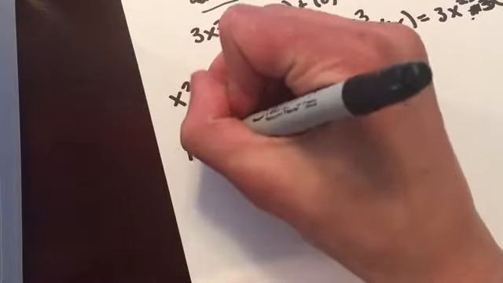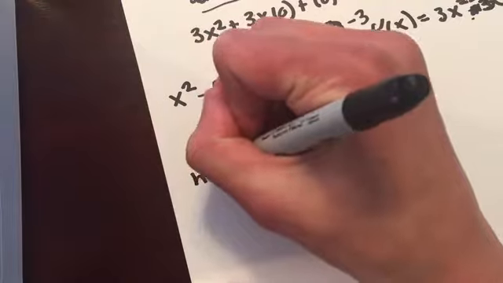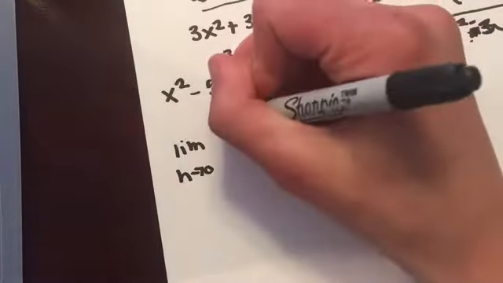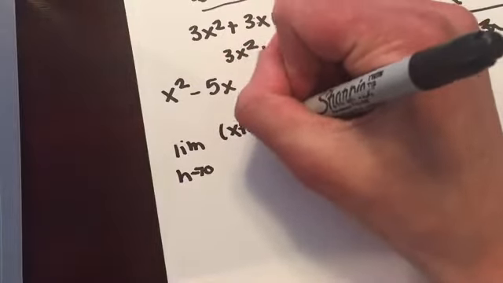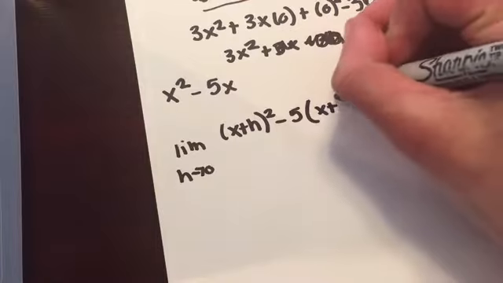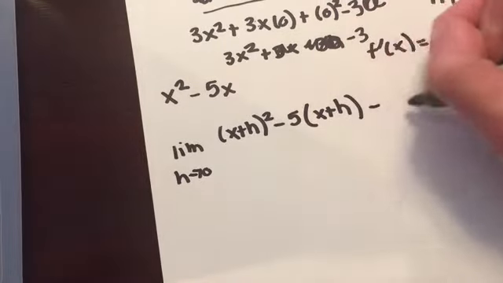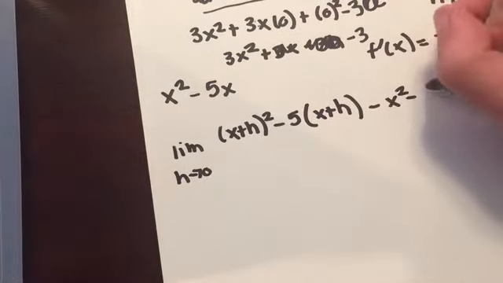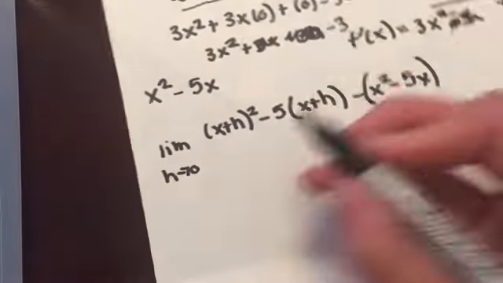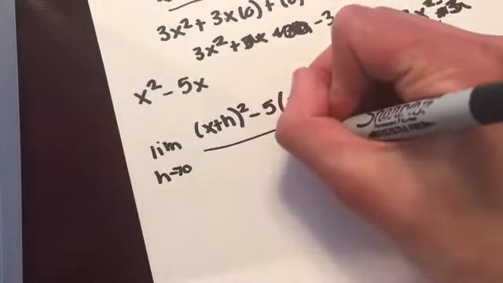Okay, next problem. The limit as h approaches 0 of (x plus h) squared minus 5(x plus h) minus (x squared minus 5x), over h. And then here we are again, we're going to simplify it.